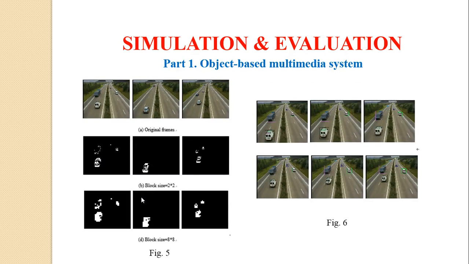Thirdly, use block-based frame differencing with different block sizes. The first one is the original frames, and the second one is the block size 2 times 2. And the last one, the block size is 8 times 8. And finally, given a frame ft with moving objects, find the position of the same objects in frame ft plus 1 using the extracted features. Figure 6 is the result of 6 non-consecutive frames.